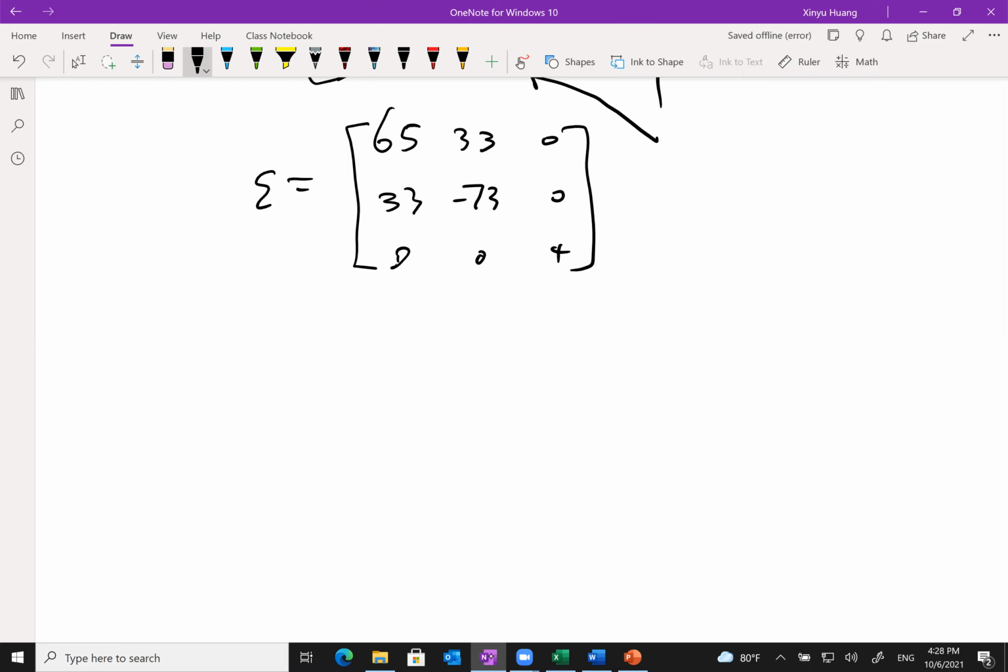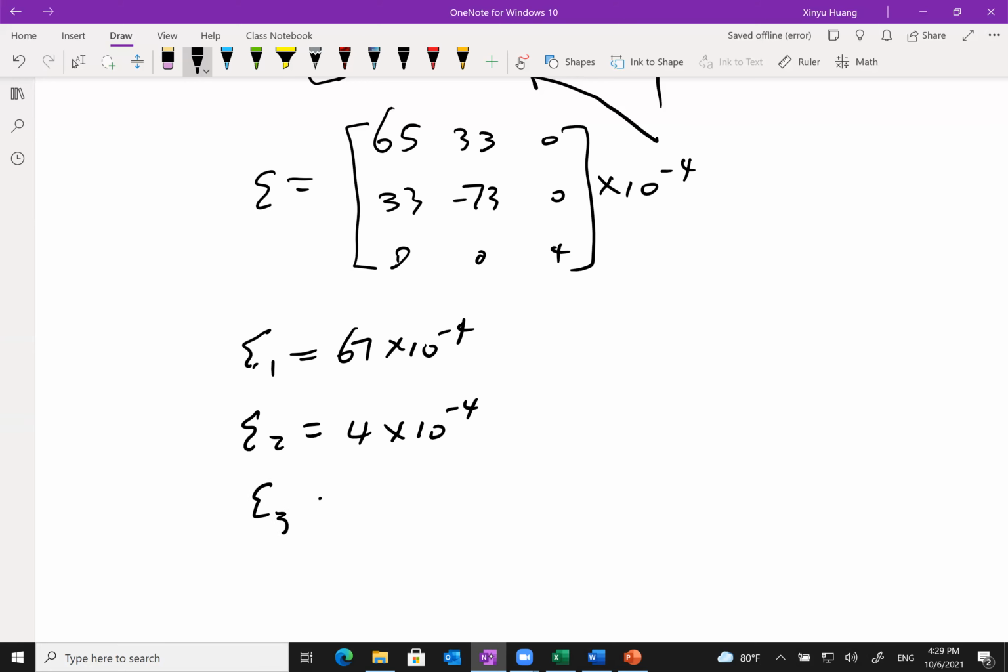The three principal strains are, with a factor of 10 to the minus 4, if you do the calculation, you find that principal strain 1 is 67 times 10 to the minus 4, principal strain 2 is 4 times 10 to the minus 4, and principal strain 3 is minus 75 times 10 to the minus 4. These are the 3 eigenvalues for this matrix. If you interpret the tensor as a strain tensor, then these 3 eigenvalues are the 3 principal strains.